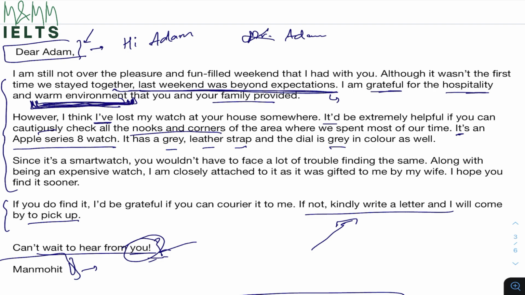Again, this is just the beginning of the writing module. I would be covering up the formal letter as well after that. Also the task 2, task 1 for the academic writing as well. So a lot of content is on the way.